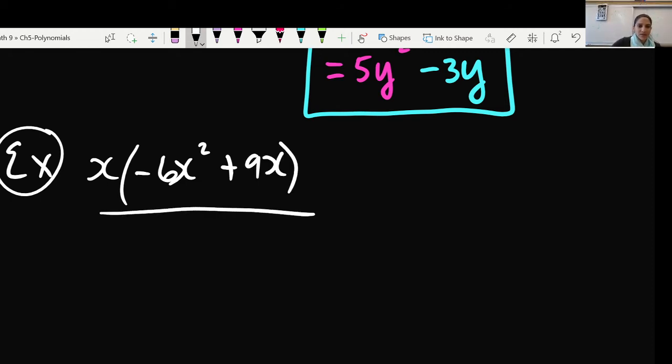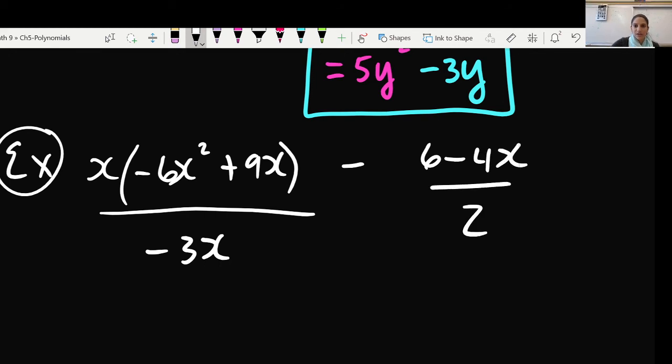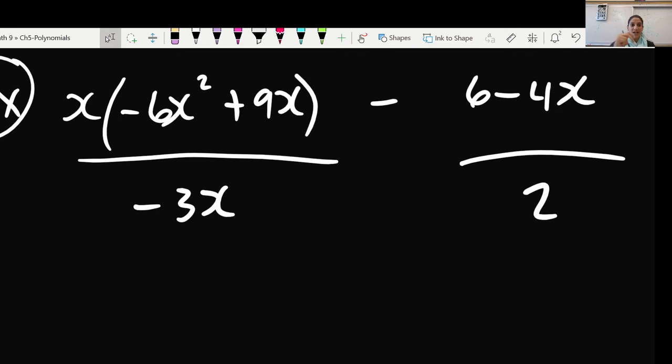the whole thing is going to be over negative 3x and then minus 6 minus 4x all over 2. Okay, you had to know this was coming. This is a little bit harder because there's more stuff going on. I actually have 2 separate division questions happening, but it's not a big deal because we're going to apply the same step-by-step approach to this.